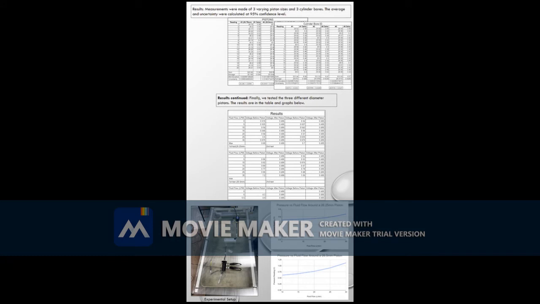So we took three different piston samples with the same cylinder measurement for this experiment. The first is 26.25 millimeters, the second is 26.5 millimeters, and the third is 26.75 millimeter piston size. After conducting the experiment, we got the results as you can see in our poster.